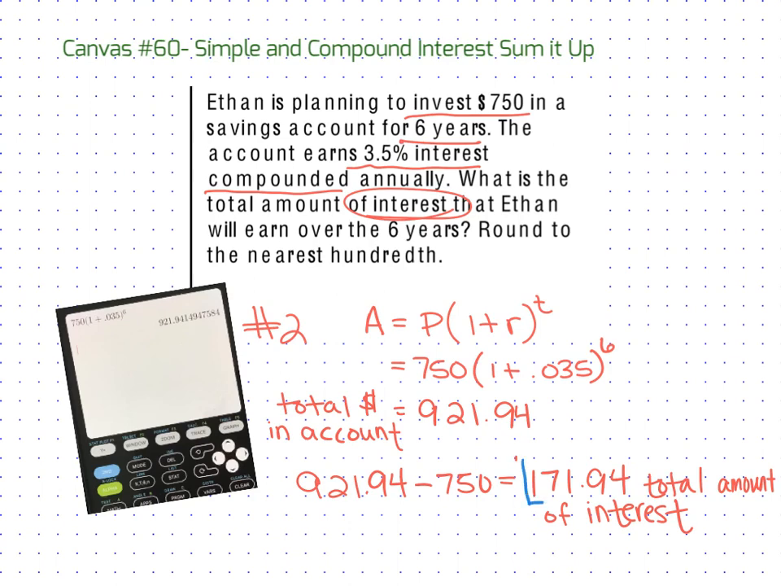As you are going back to your Canvas assignment, make sure that this $171.94 is what you use as your answer for problem number 2, because again, the question is asking how much interest was added to the account.